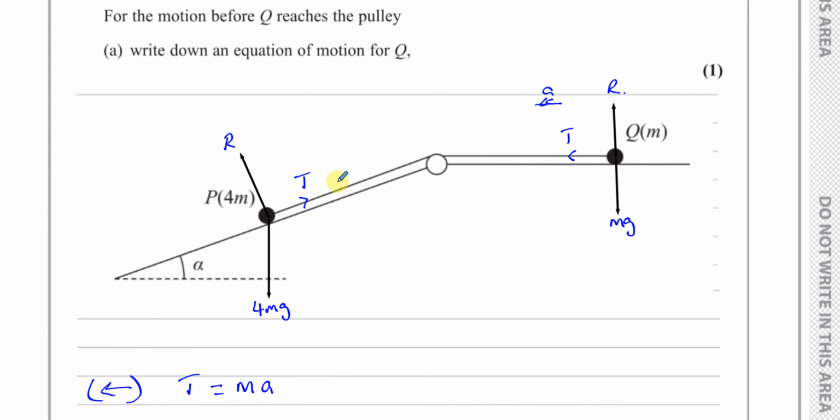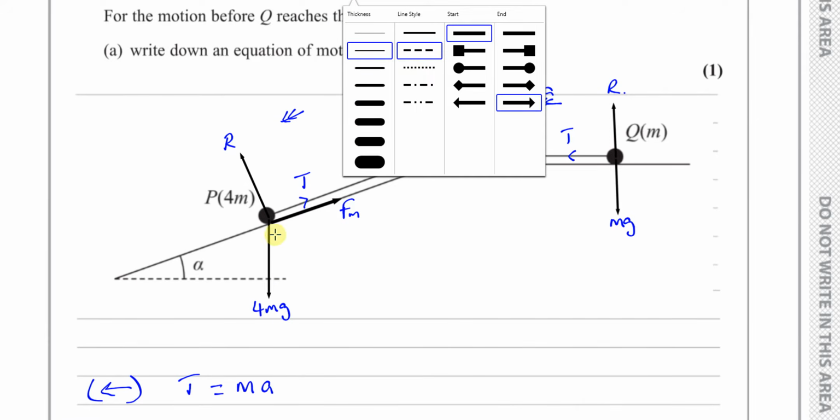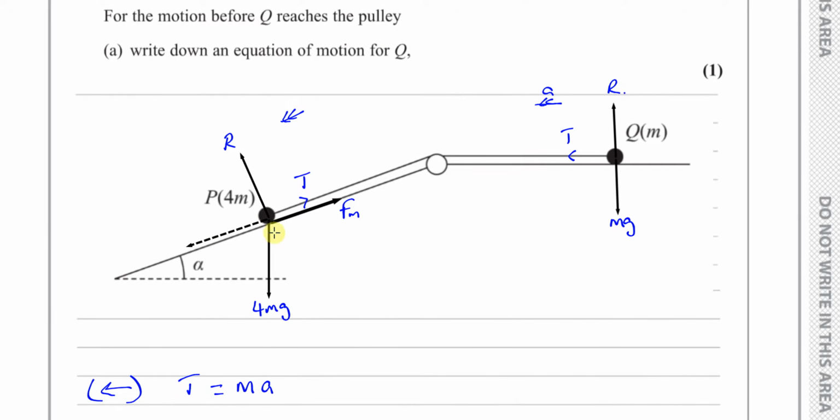Now this is accelerating down. Because this is a rough plane, we also have the force of friction acting, which has reached its maximum value, F max. What I want to do is resolve the forces parallel to the direction of motion and perpendicular to the direction of motion.